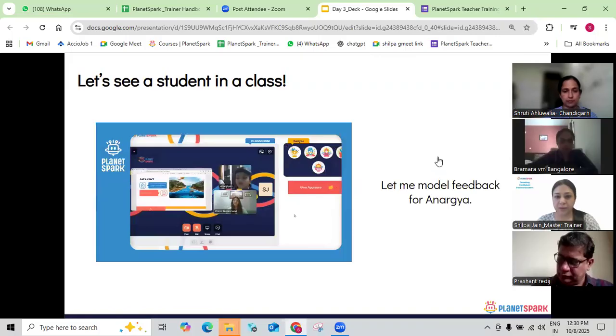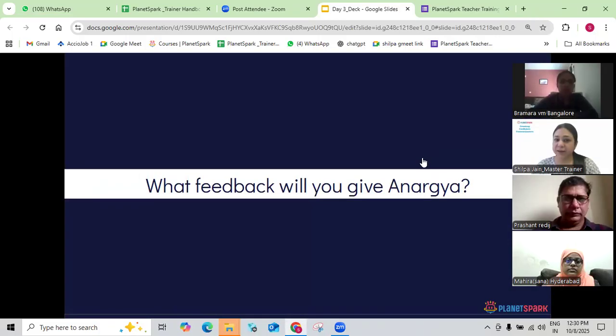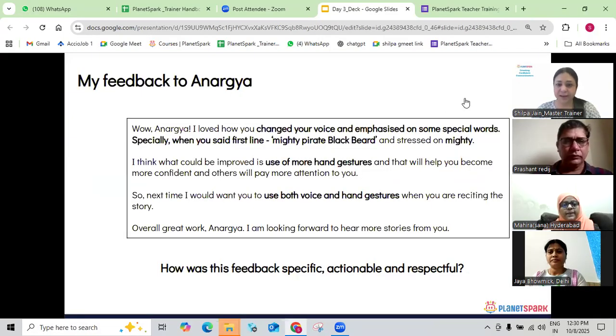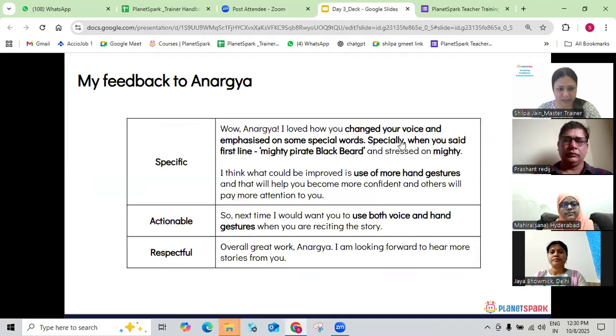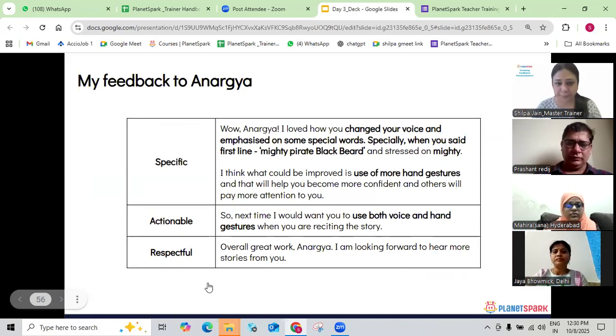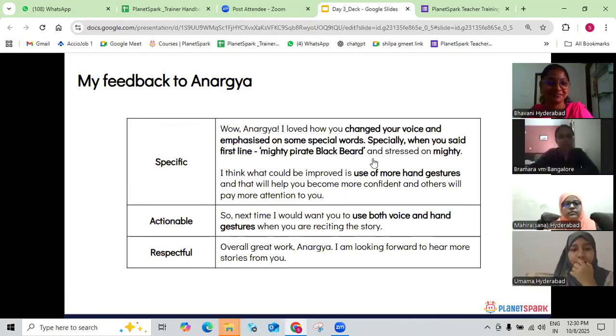Yeah. Away from humans' reach. Still waiting for the teachers to lower down their hands. Brahmara. Yes. So what feedback will you give to Anargya? Here's the sample feedback. This is the specific, actionable, respectful part. I need 2-3 volunteers who would be reading this for me. So please raise your hands. Bhavani. Okay. Bhavani, you are going to read the first paragraph.